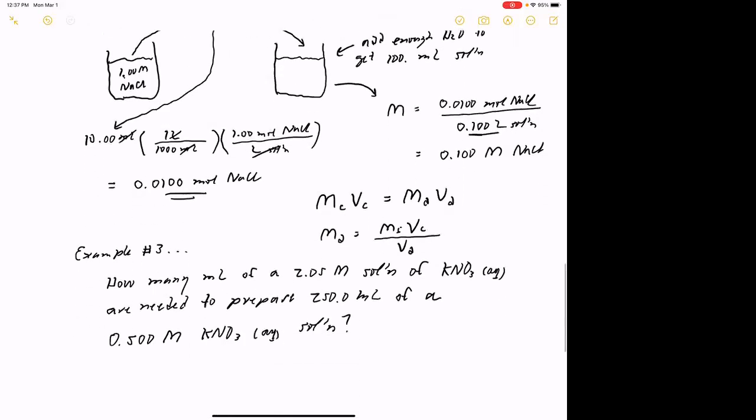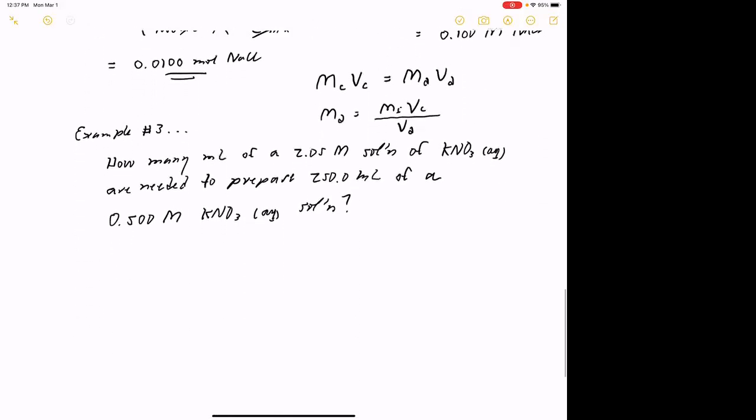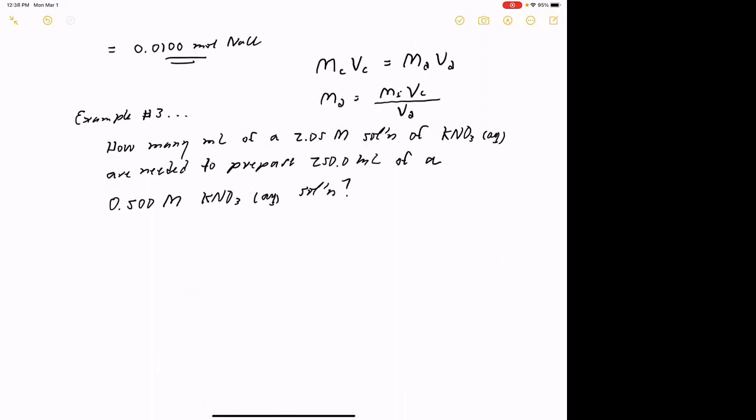So let's just look at a real quick example using the dilution equation here. It says how many milliliters of a 2.05 molar solution of KNO3 are needed to prepare 250 milliliters of a 0.5 molar KNO3 aqueous solution. So obviously I'm doing a dilution, right? I'm starting out with a concentrated solution of 2.05 molar, and I want to make 250 milliliters of a 0.5 molar solution of the same solute. So in other words, I'm starting with a big concentration and I want to make it small.